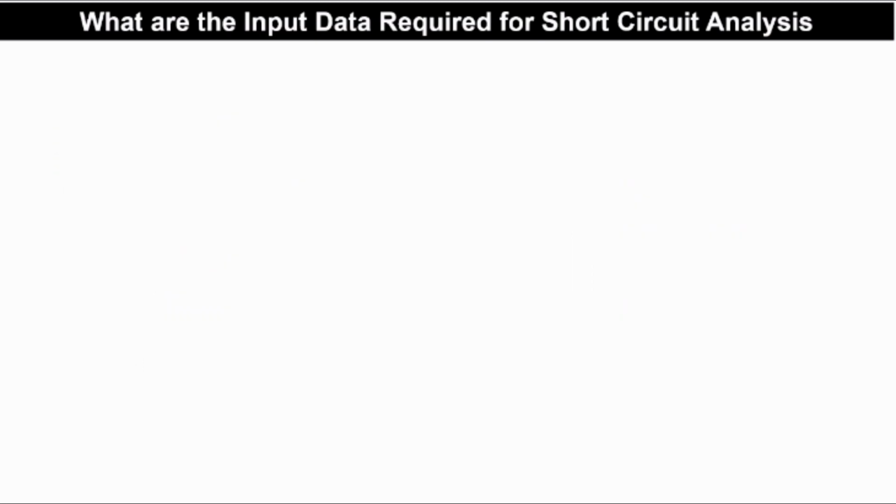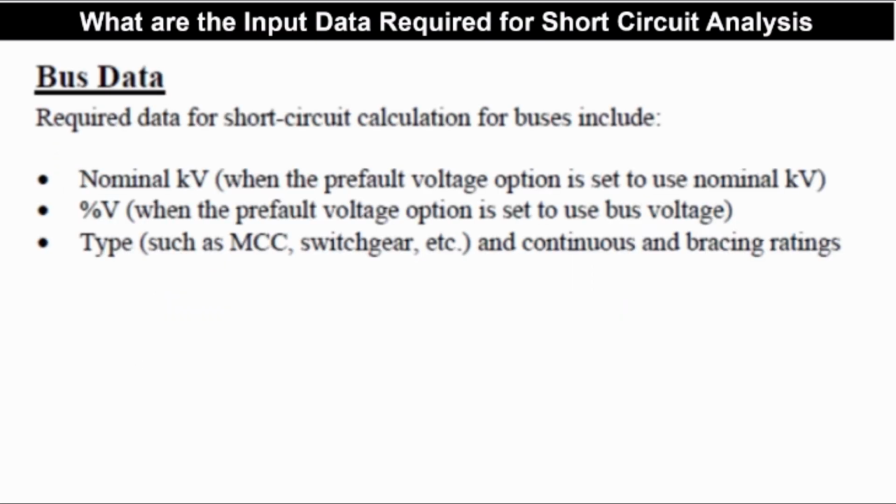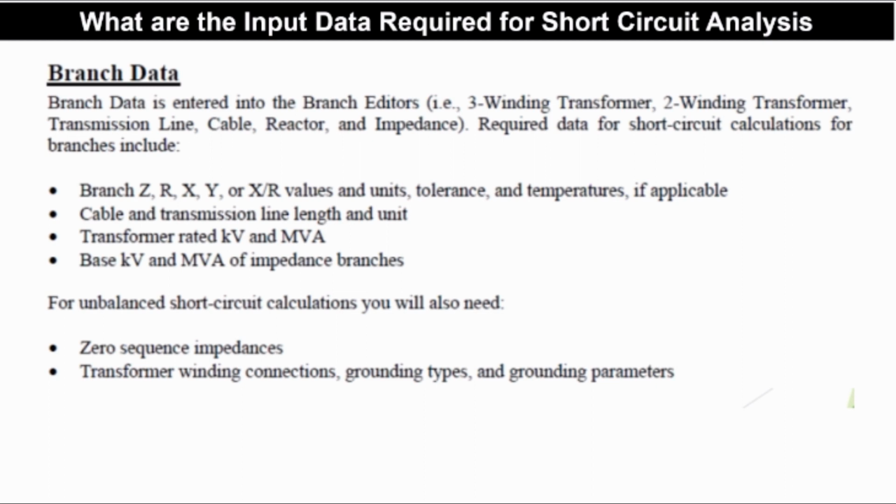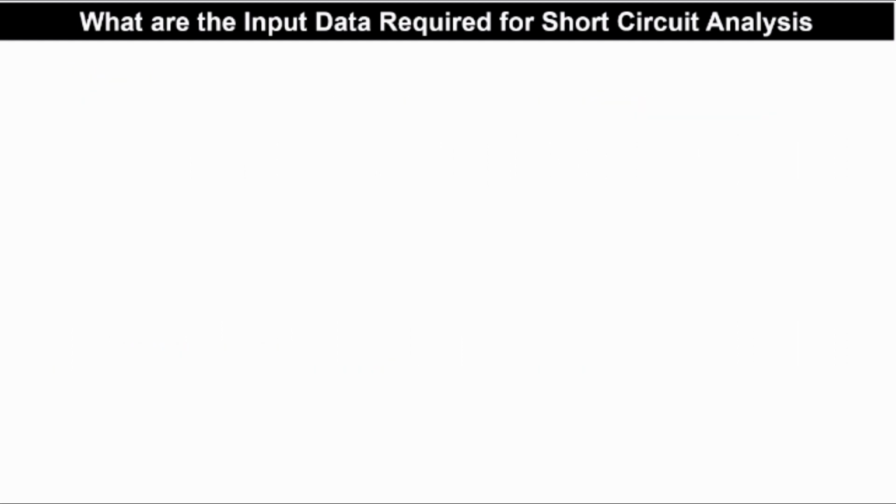What are the input data required for short circuit analysis? For bus data, you should know nominal kV, percentage voltage, type, and continuous and bracing ratings. For branch data, you should be able to know branch impedance, reactance, resistance, admittance, X by R values, transformer rated kVA and MVA, base kilovolt, MVA of impedance branches. For unbalanced short circuit calculations, you should also know zero sequence impedances, transformer winding connections, grounding types, ground parameters.